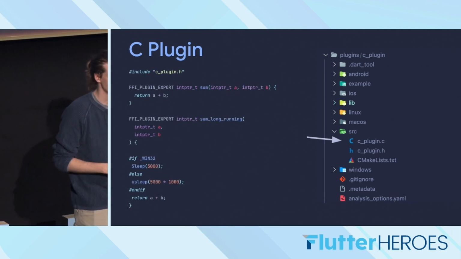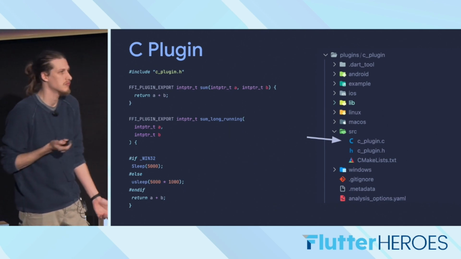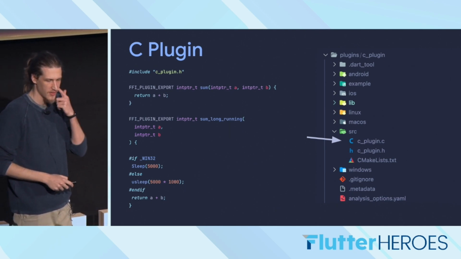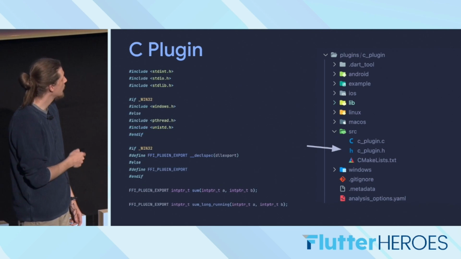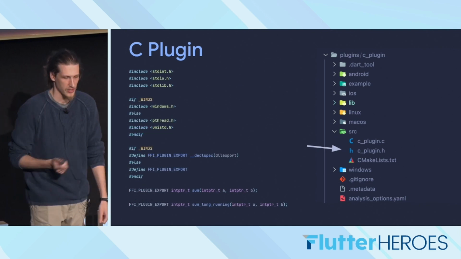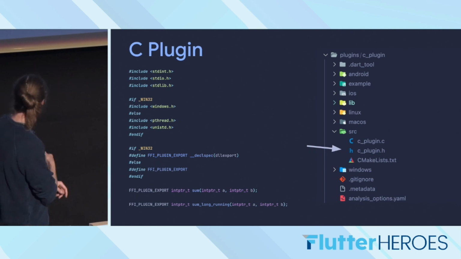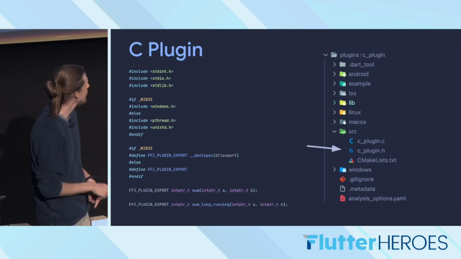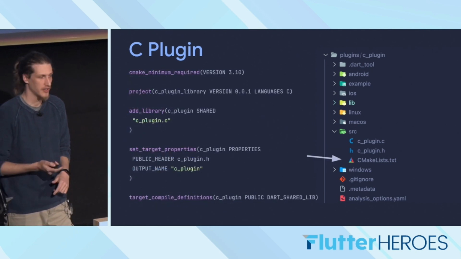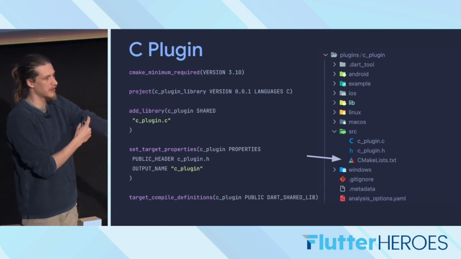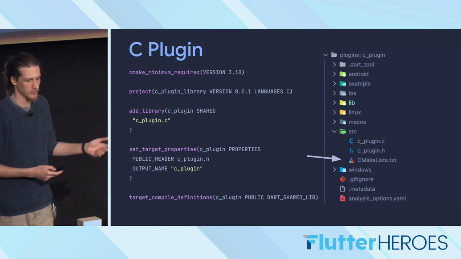Inside that C file we can see two functions that just do a sum of two numbers, okay? A .h file, which is just the header file for those two sum functions, okay? And a CMake list file, which is used to tell the compiler how to compile our C code.